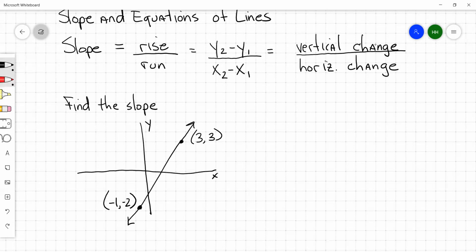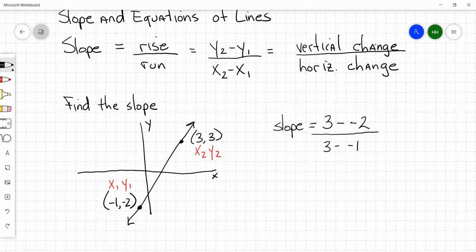And I just like to remind you to label your points. Here's my x1 and y1. Here's my x2 and y2. And if I have to find the slope of this line, I can say that the slope equals... Now look, when any of your values are negative, be careful, because the formula says y2 minus y1. So if our y2 is 3 minus whatever y1 is, we're subtracting a negative here. So it's 3 minus -2. And then it's 3 minus -1 in the denominator.